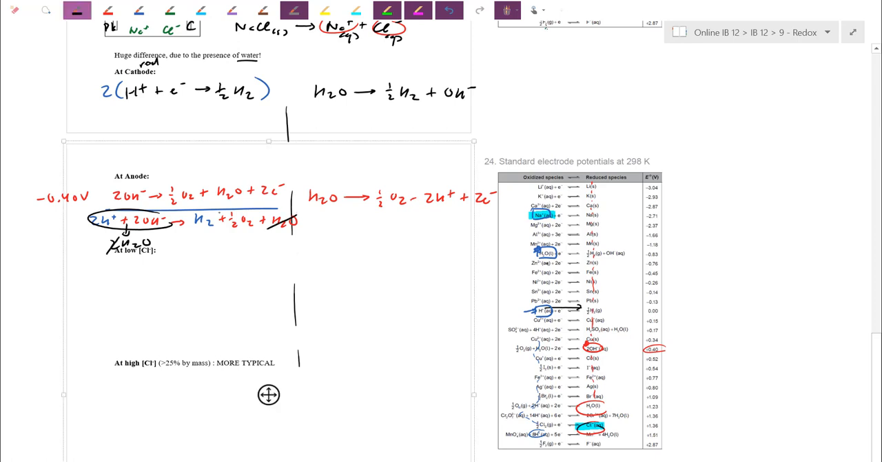Let's cancel that one. So water becomes H2 and half O2. Now, what if I use the water equation instead? Just to prove to you I get the same equation. We just did this earlier as well.